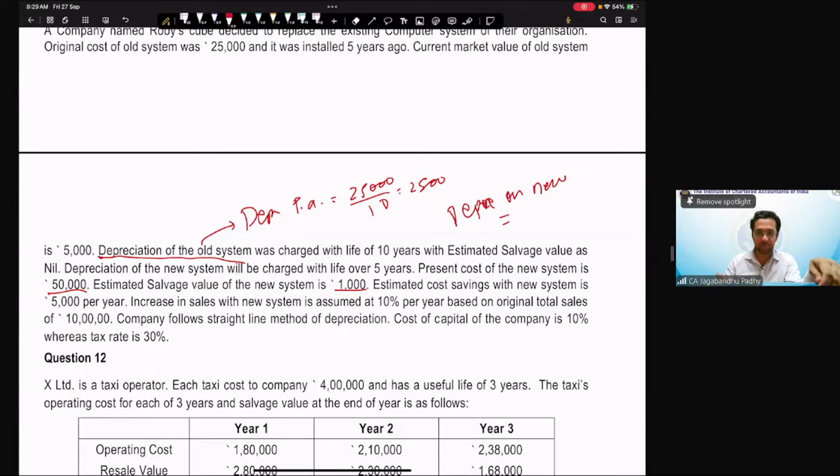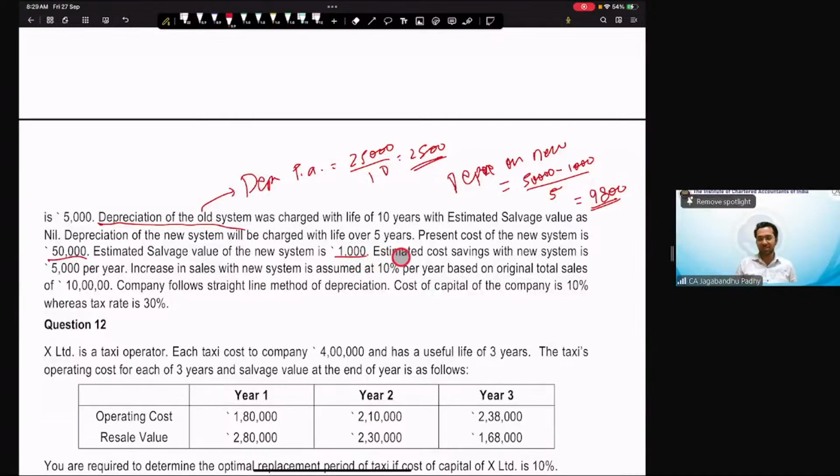Depreciation on new equipment. Can I say it's going to be 50,000 minus 1,000 divided by 5? So that's 9,800. So for the old equipment we are getting a depreciation of 2,500, and now for the new equipment we'll be getting a depreciation of 9,800. Okay.